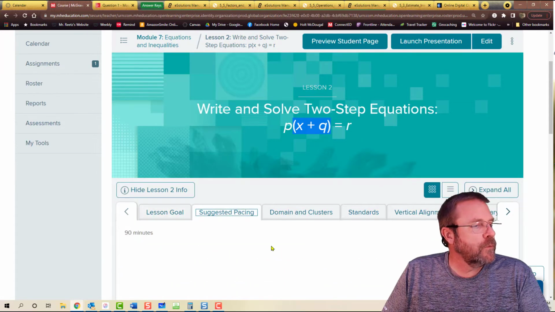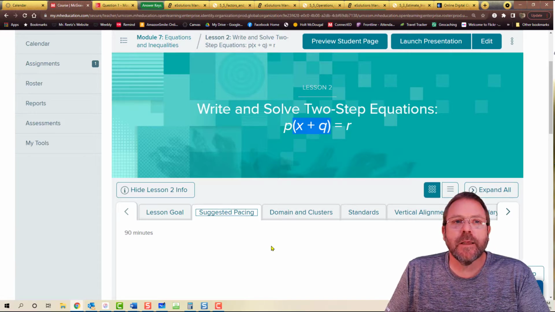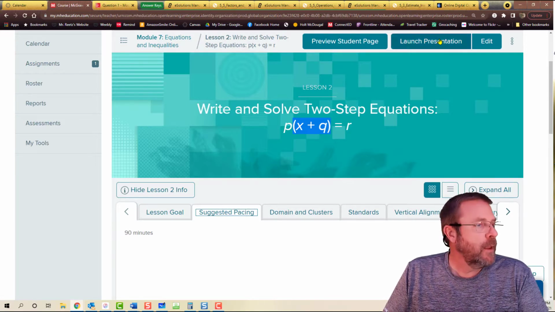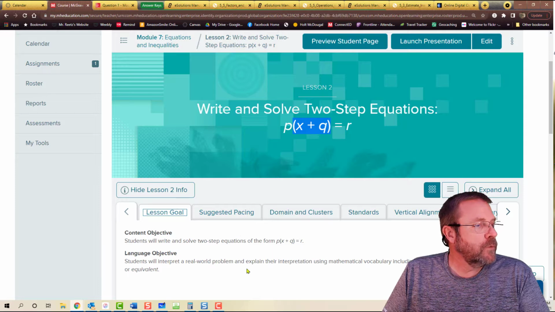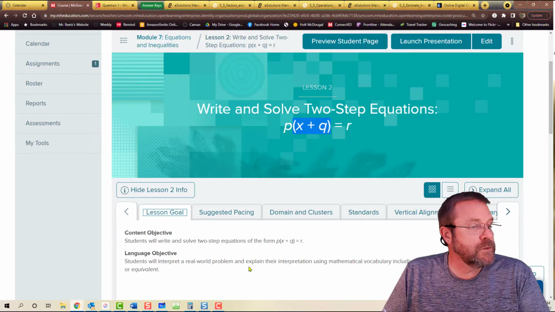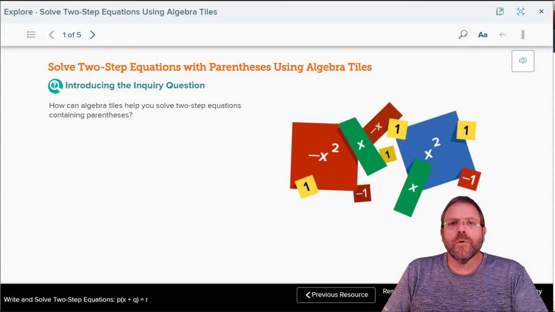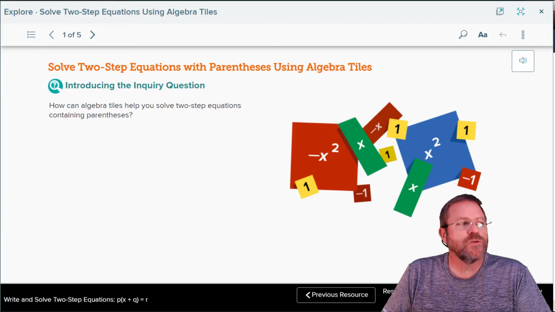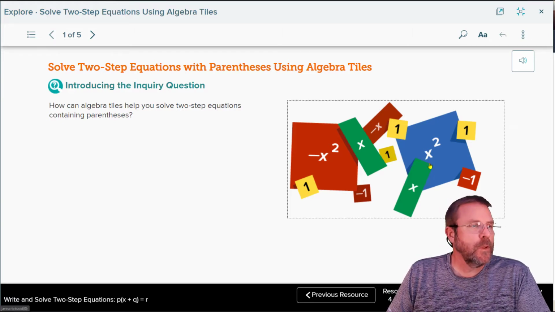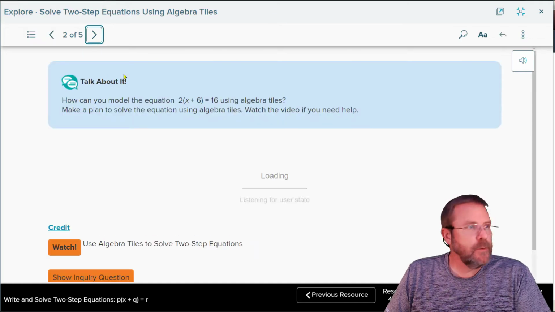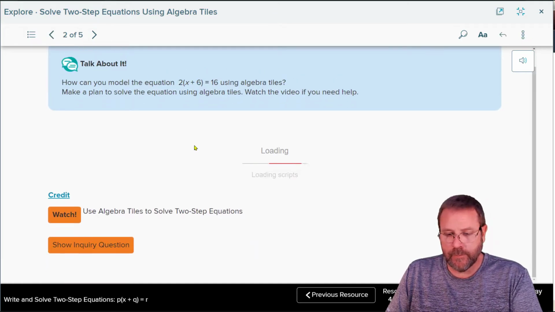First off, our suggested pacing claims this is going to be a 2-day lesson. The lesson goal says students will solve two-step equations in the form of p times the sum of x and q, all plus equals r. Our inquiry question asks, how can algebra tiles help to solve two-step equations containing parentheses? To find out, let's get into this and see what they have to say about it.